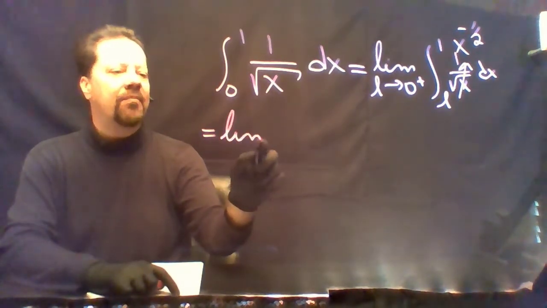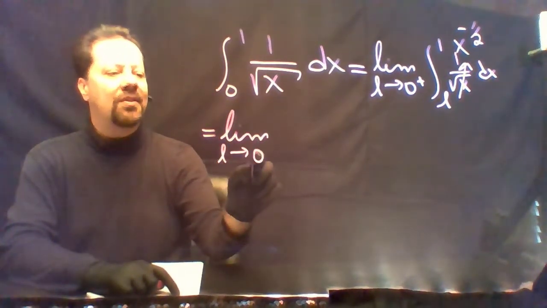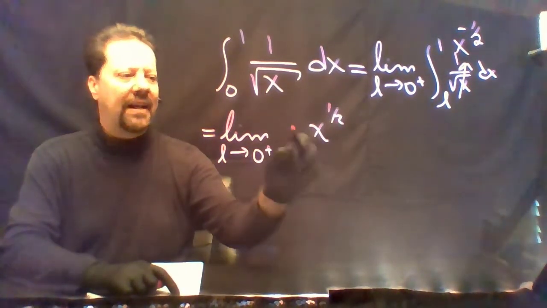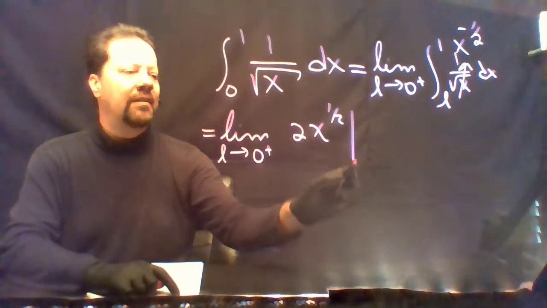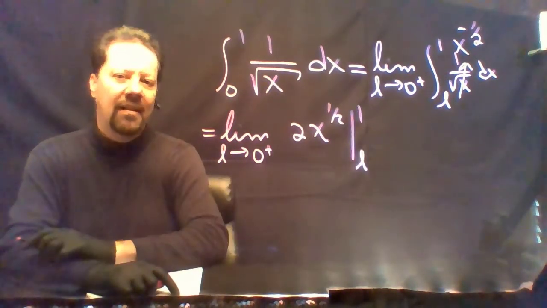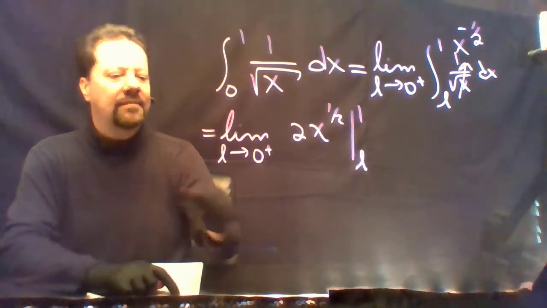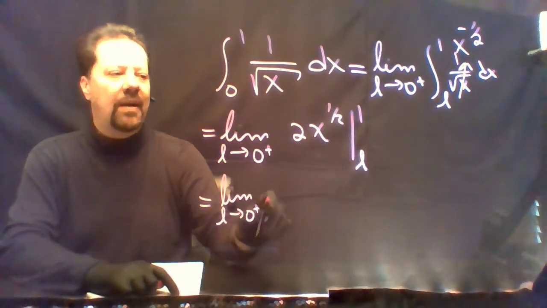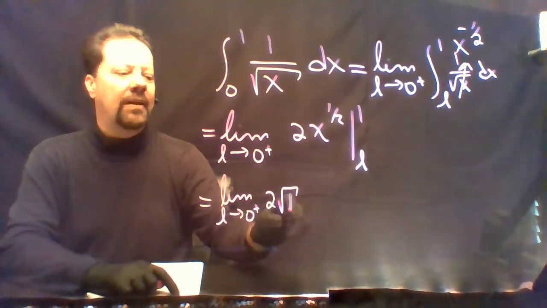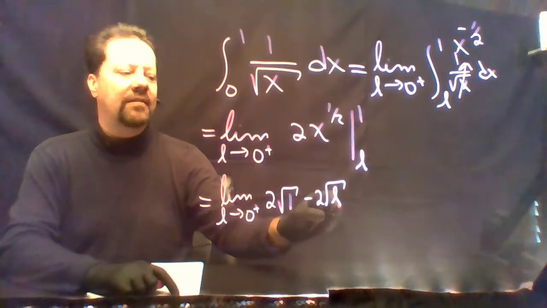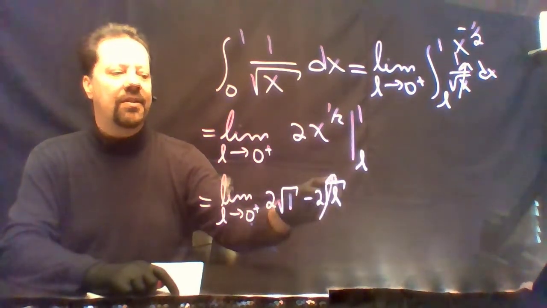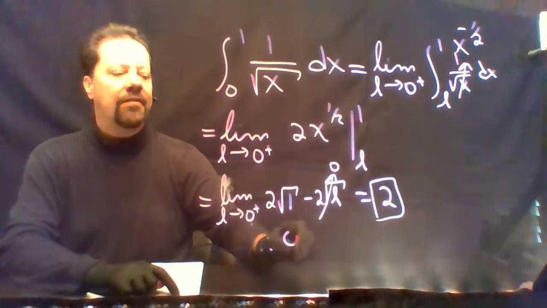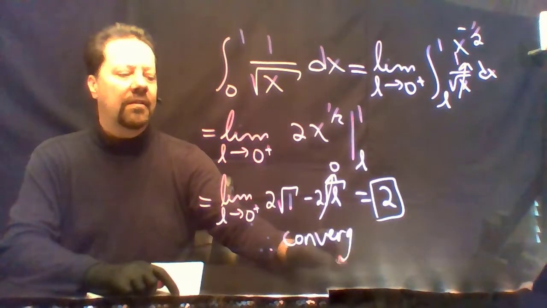We get the limit as L goes to 0 from the right of x to the positive 1/2. When you divide by 1/2, it's the same as multiplying by 2. Evaluated from L to 1. This gives us the limit as L goes to 0 from the right, 2 times the square root of 1 minus 2 times the square root of L. Since L is going to 0, the second term vanishes and the limit is 2. Therefore, the integral converges.